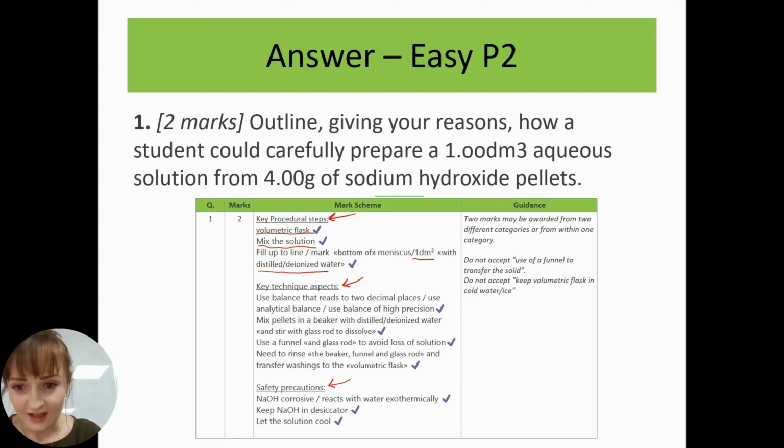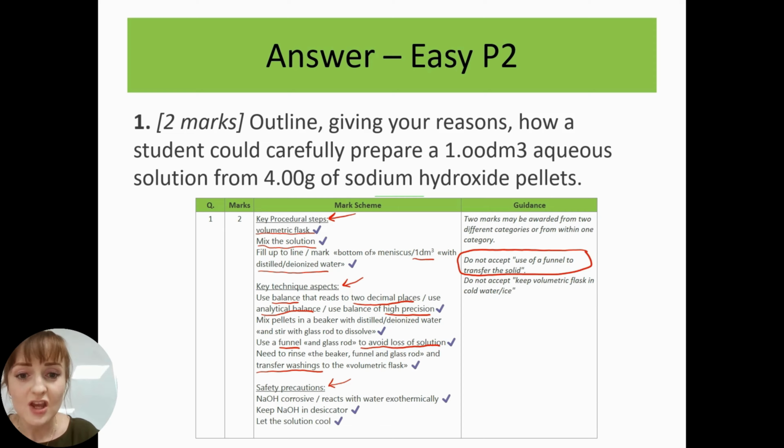You'll notice that the key technique aspects were all discussed in that slide where I discussed how to prepare a standard solution, and most of the things that are key mark scheme points here I highlighted in pink at that time. So for example, doing things like using a balance that has at least 2 decimal places or is very precise, or an analytical balance. Making sure that you use a funnel to avoid the loss of solution, and making sure that you transfer the washings. Notice with the funnel, it's not enough to just say, use the funnel to transfer the solid. You have to specify that the point of the funnel is to make sure that you don't lose any of the solution when you're doing it.